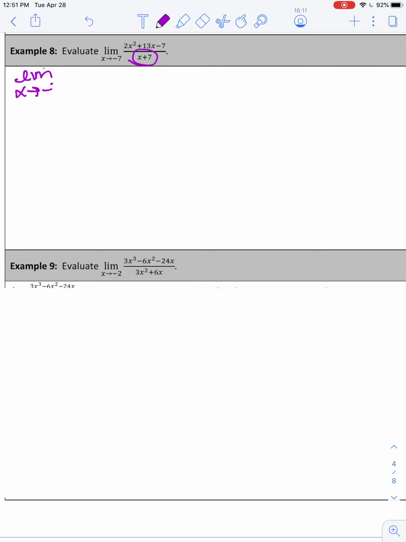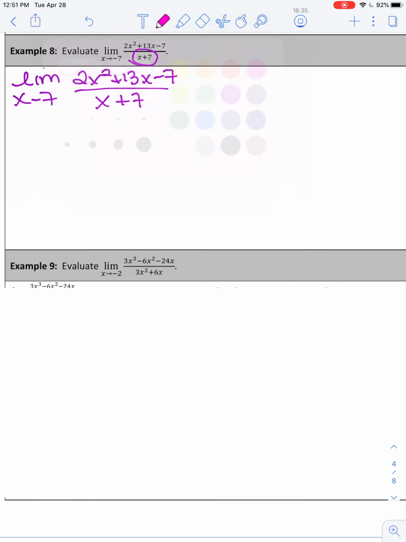So if things are behaving nicely, I should have a factor of x plus 7 in my numerator. So we'll take the limit as x approaches negative 7 of (2x squared plus 13x minus 7) over (x plus 7), and we're going to work to factor the numerator. Okay, I know that my factors are going to have to lead off with a 2x and an x, so that when I FOIL back out, I obtain the 2x squared to start my quadratic.